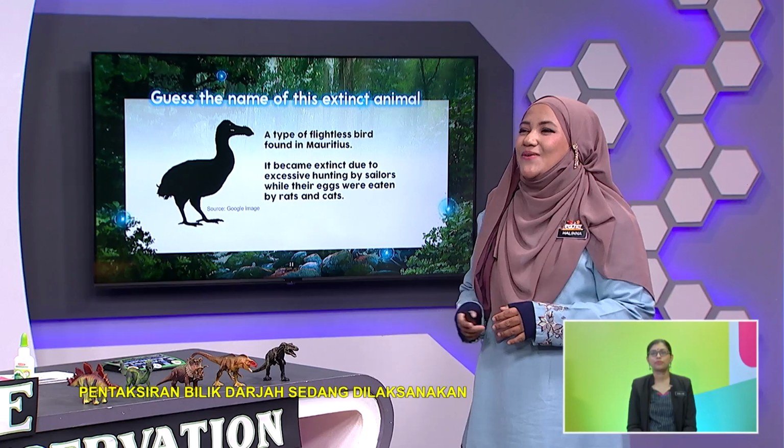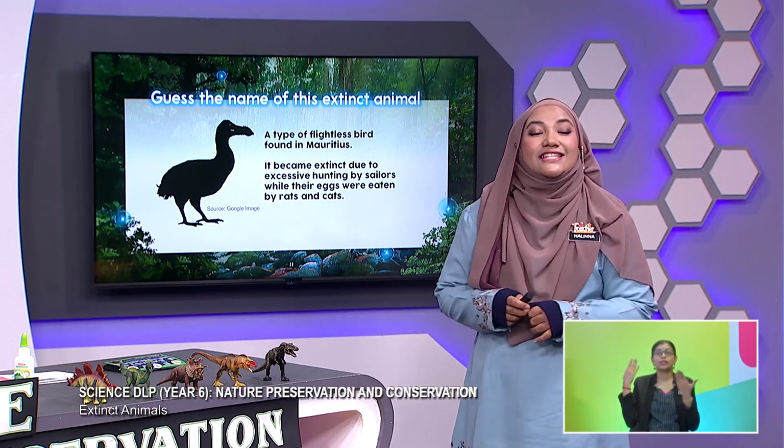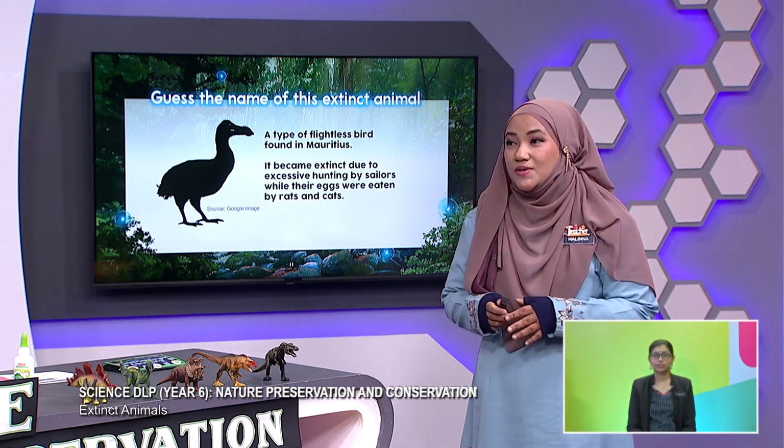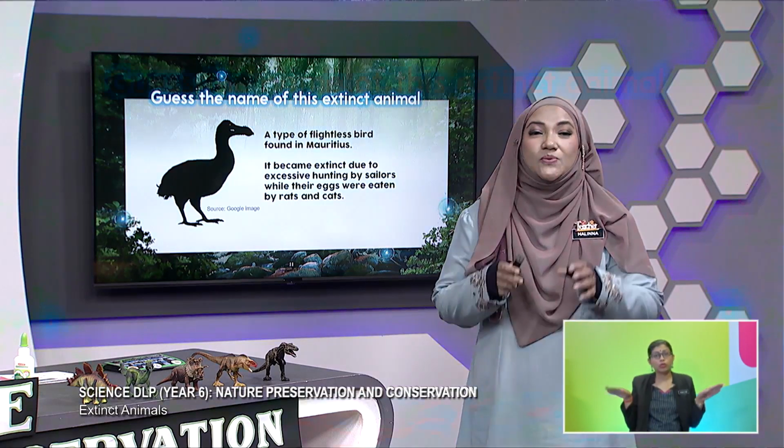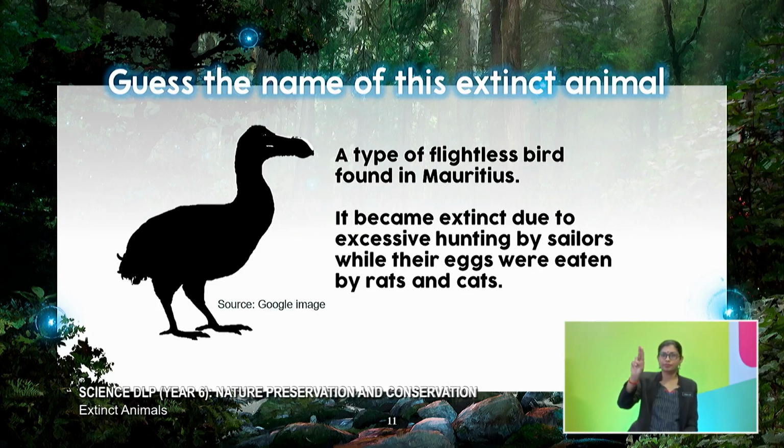All right, next one. This is a type of flightless bird found in Mauritius. Mauritius is a really small island in Africa. And it became extinct due to excessive hunting by sailors, while their eggs were eaten by rats and cats. That's really sad. So what is the name of this bird?